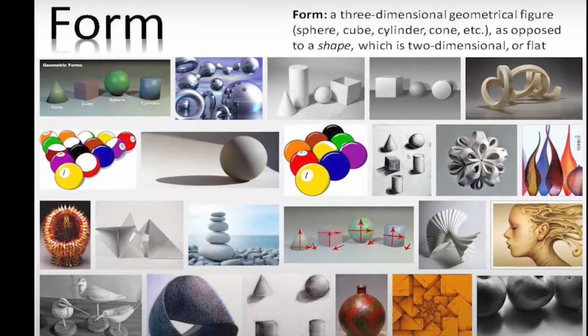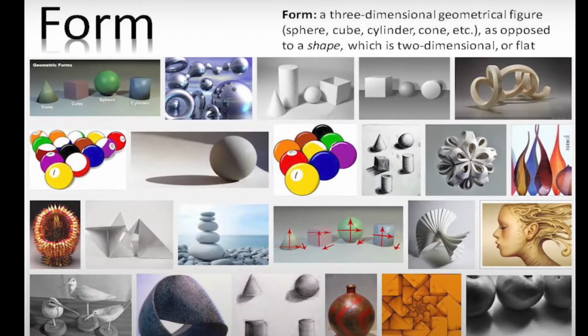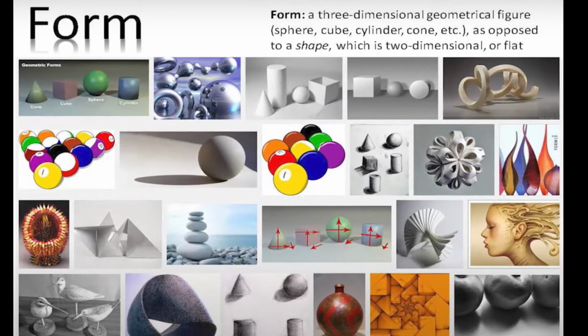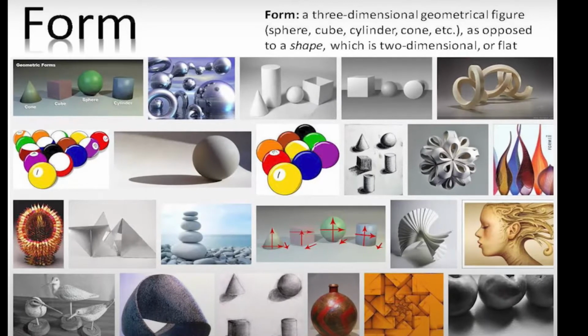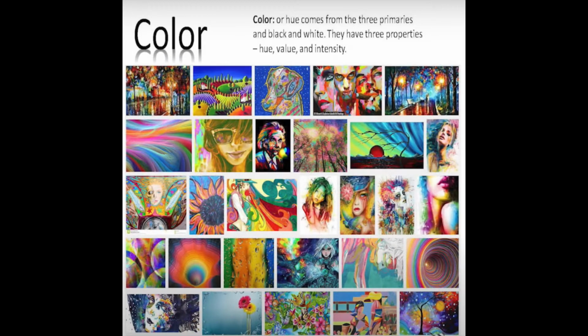Next, form. A 3-dimensional geometrical figure, a sphere, cube, cylinder, cone, etc., as opposed to shape, which is 2-dimensional or flat. Color. Color, or hue, comes from 3 primary colors and black and white. They have 3 properties: hue, value, and intensity.